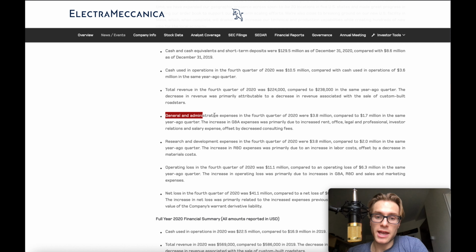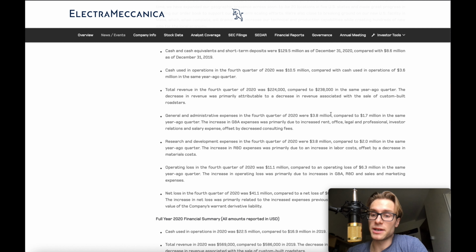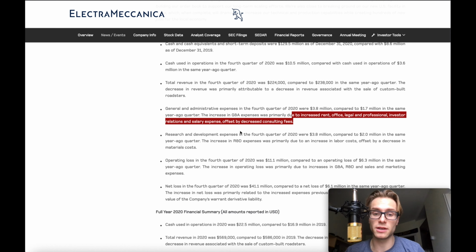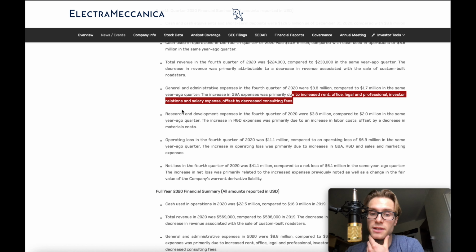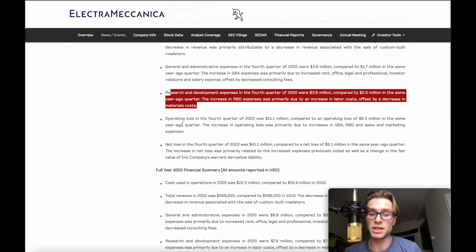And general and administrative expenses in Q4 2020 were $3.8 million compared to $1.7 million. So again, expenses are just going up. So this increase was primarily due to increased rent, office, legal, and professional investor relations and salary expense, offset by decreased consulting fees. Research and development expenses in Q4 were $3.8 million compared to $2.0 million, and this was due to an increase in labor costs offset by a decrease in material costs.